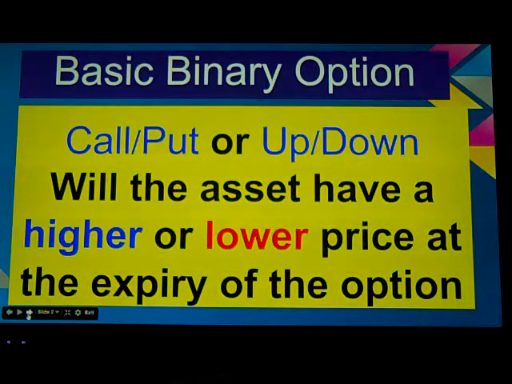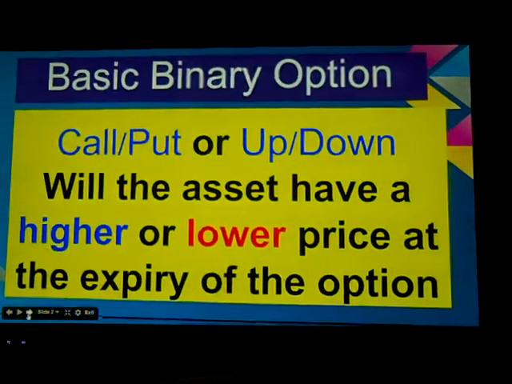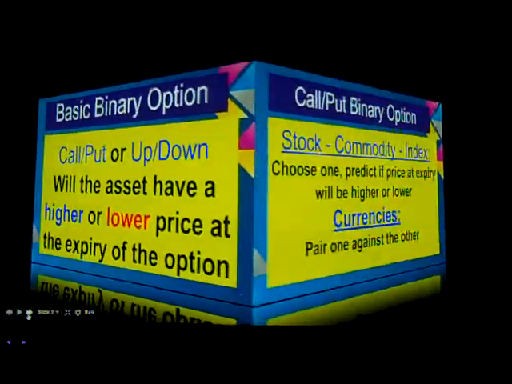binary option. This is really a very simple and very basic type of option in which you will have to define the following. Will the asset have a higher or lower price at the expiration of the option? That is what a call put, or also known as up-down option, is. It's one in which you define if the asset will have a higher or lower price at expiration.